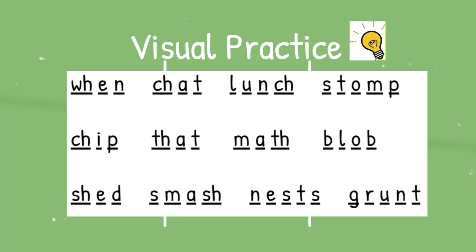Okay, now that we have practiced all those sounds, we're going to go through and read these words with fluency. Okay, so fluency means that you read what you see, so reading it correctly, and you kind of pick up the pace a little bit. Okay, looking at that first row of words, when, chat, lunch, stomp. Let's try that a little faster. When, chat, lunch, stomp. Okay, second row, chip, that, math, blob.